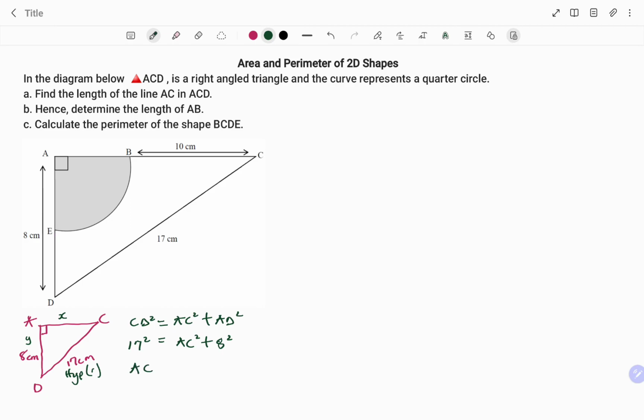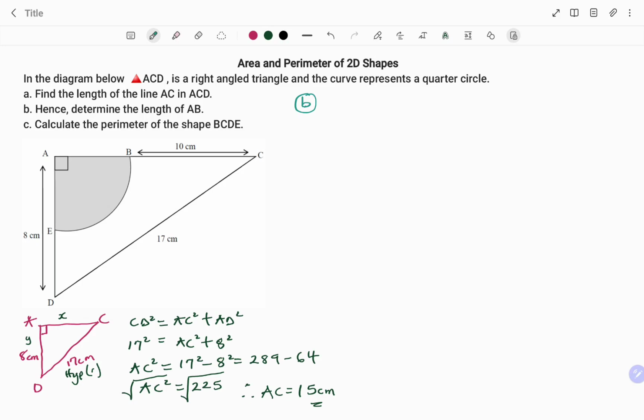Therefore, making AC squared my subject of formula, I have that as 17 squared minus 8 squared, which is the same as 289 minus 64. Therefore, I have AC squared equals 225. And to find AC, I'm going to find the square root of both sides. Therefore, the value of AC equals square root of 225. That's 15. And our unit has been given as centimeters.